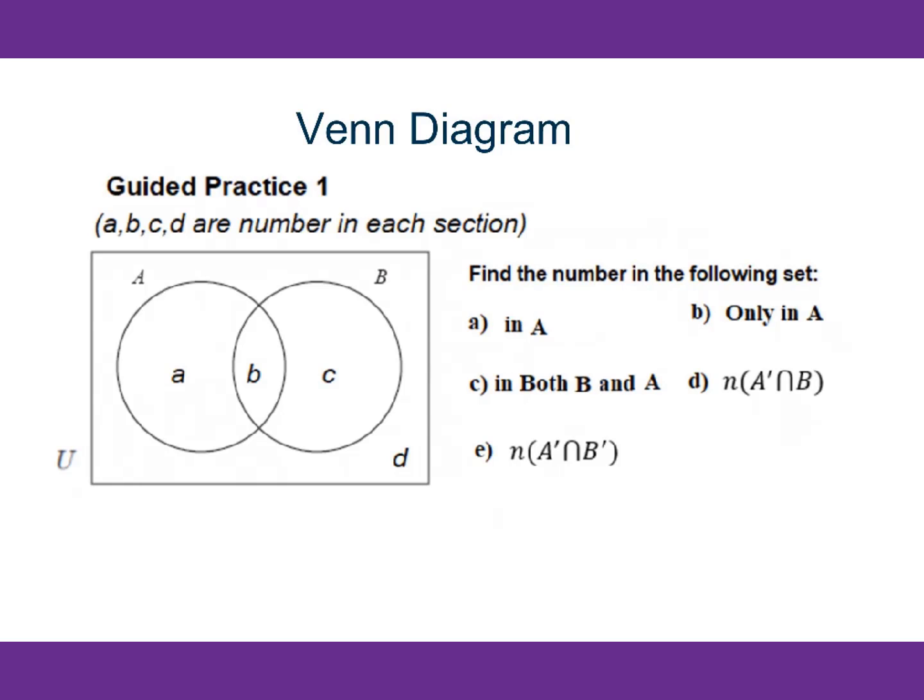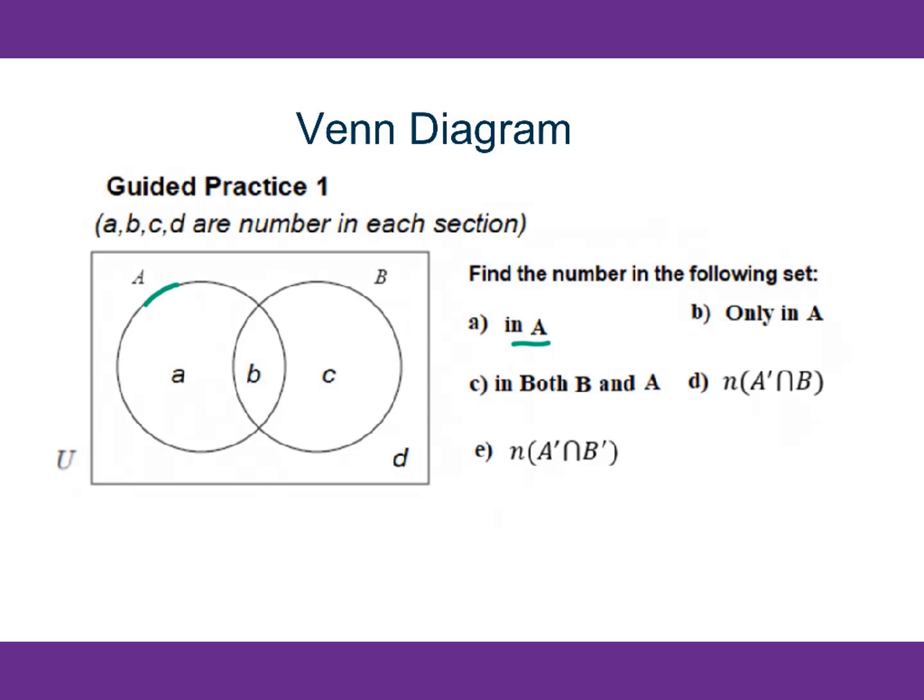This video is about Venn diagrams and how IB Math tests on Venn diagrams. Guided practice 1. A, B, C, D are the numbers in each section. Find the number in the following set in A.